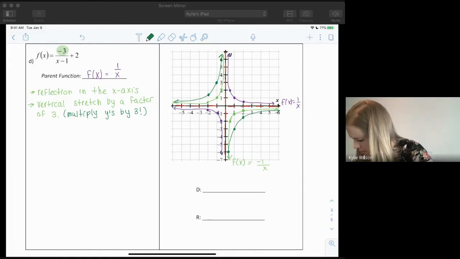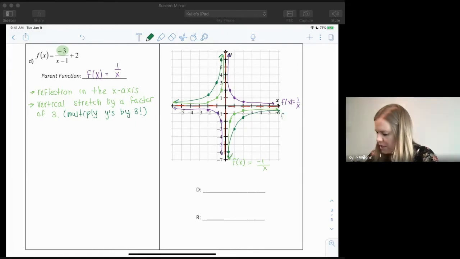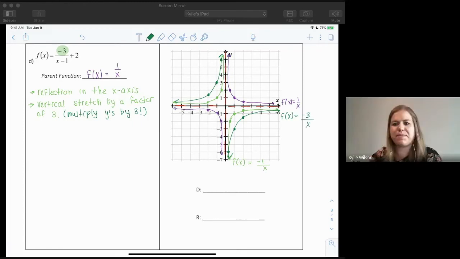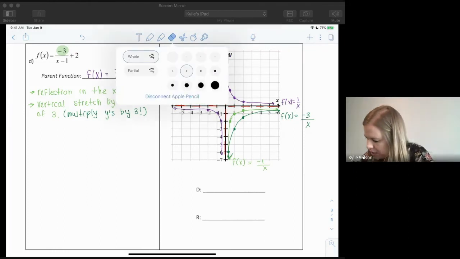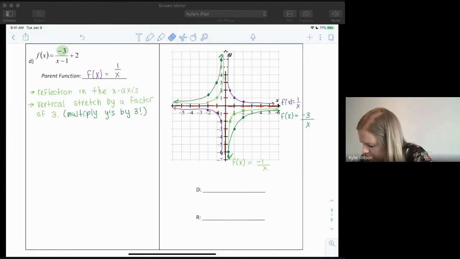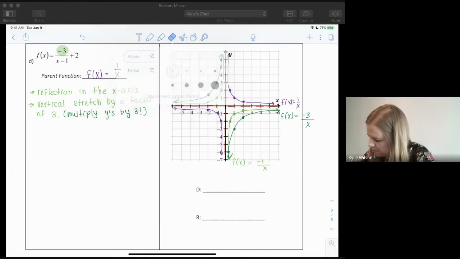There we go. So that dark green is going to be negative 3 over x. Okay, this is where our asymptotes are going to move because we're going to start shifting this thing left and right. So I'm just going to quickly erase our old asymptote so that we can make room for the new ones.